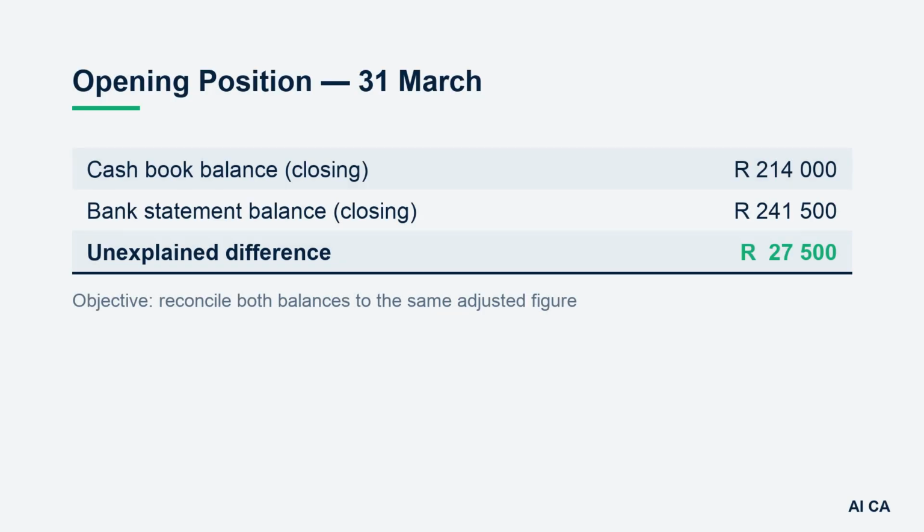Let us walk through a complete worked example. At 31st March, the cash book shows a closing balance of 214,000 Rand. The bank statement shows 241,500 Rand. There is a difference of 27,500 Rand, and we need to explain it fully.